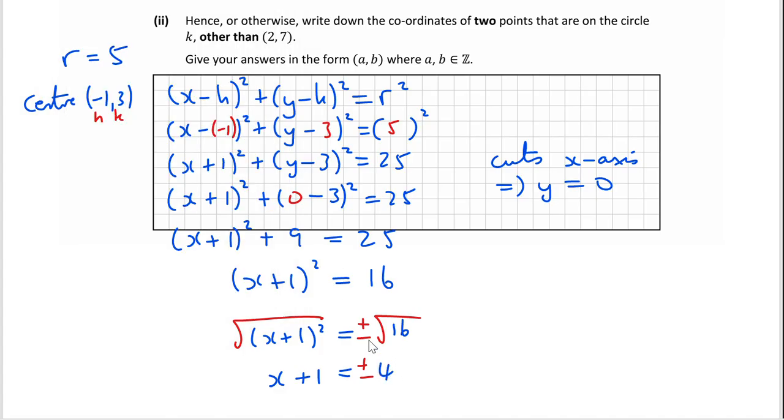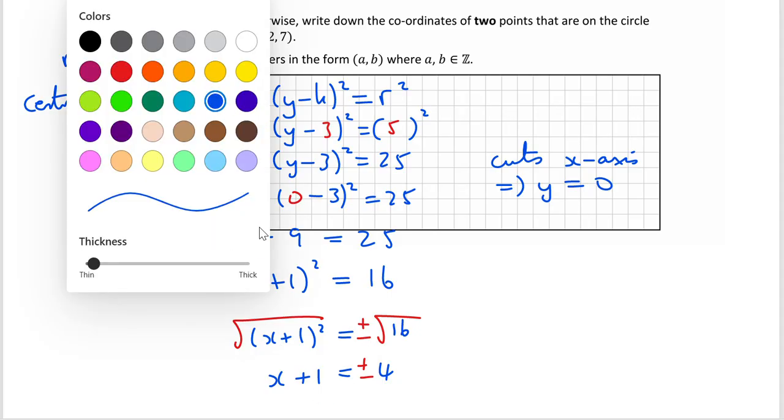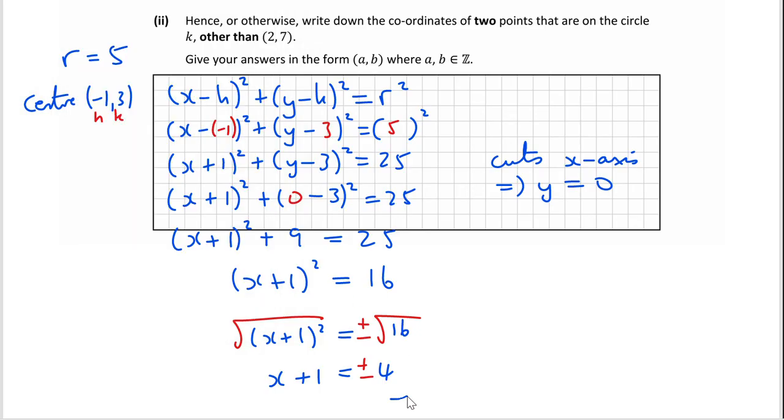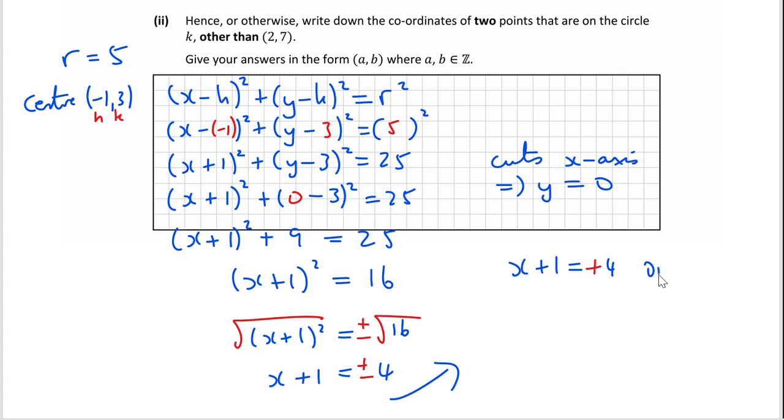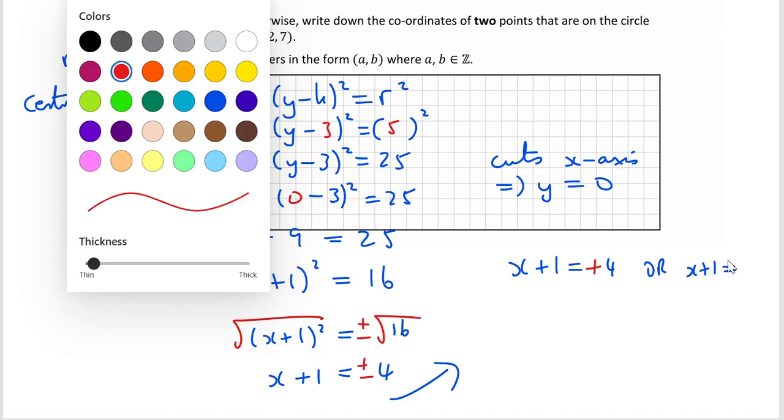Often when you do these questions, you do things like Pythagoras' theorem, where the length always has to be positive, so you ignore the negative answer. But over here we have x plus 1 is equal to plus or minus 4. So to finish this off, we now have 2 answers. We have x plus 1 is equal to plus 4, or we have x plus 1 is equal to minus 4.